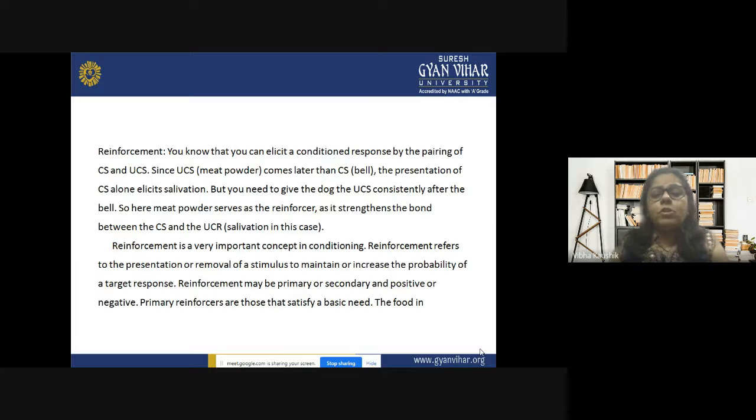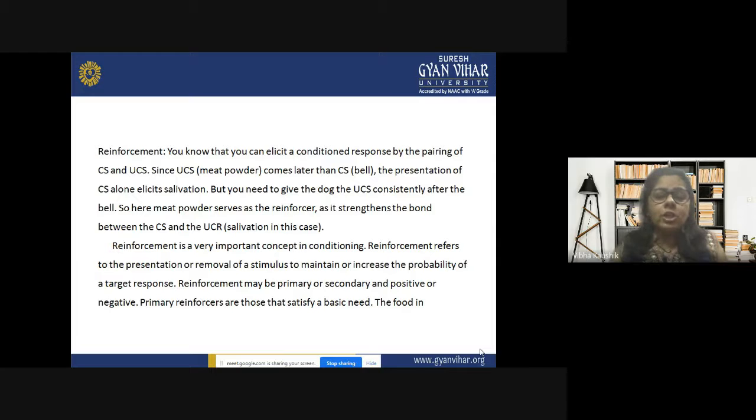But you need to give the dog the UCS constantly. Means you have to give the unconditional stimulus, that is meat, to the dogs continuously after the bell. So here meat powder serves as the reinforcer, as it strengthens the bond between the conditional stimulus and the unconditional response, that is salivation in this case. Reinforcement is a very important concept in conditioning. It's a very important concept when we are talking about conditioning.